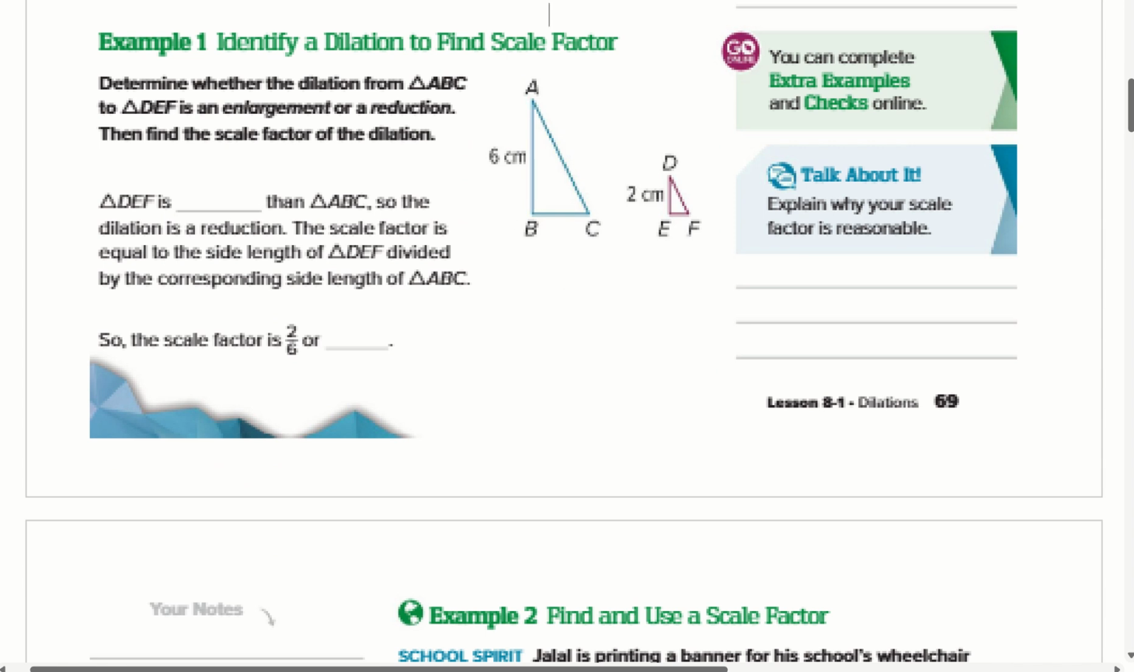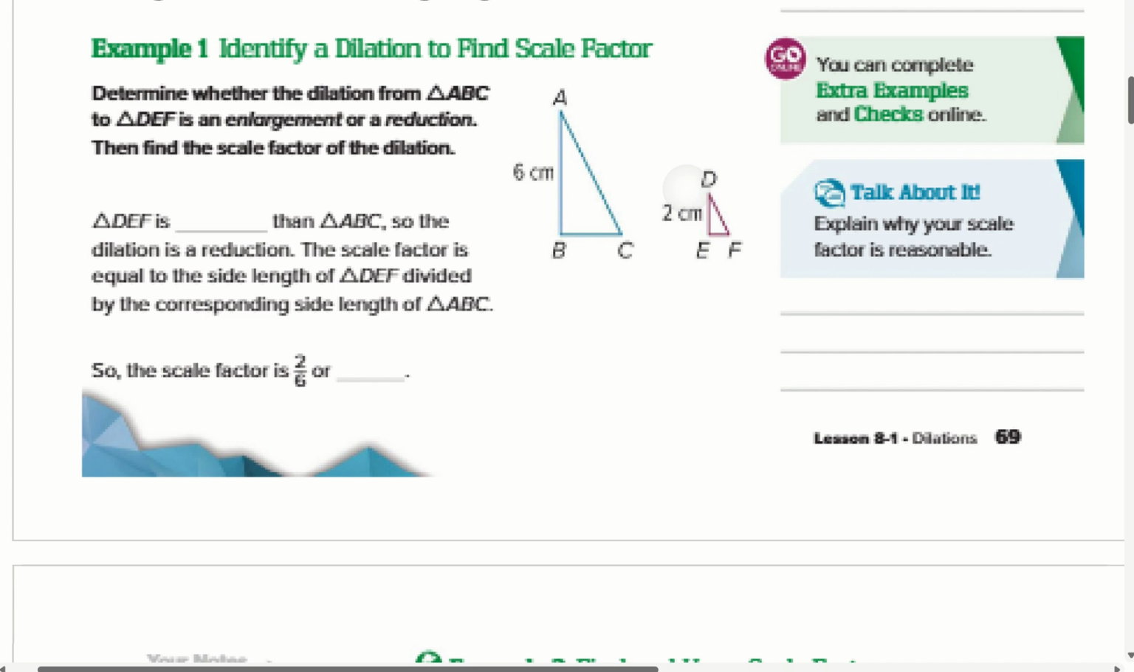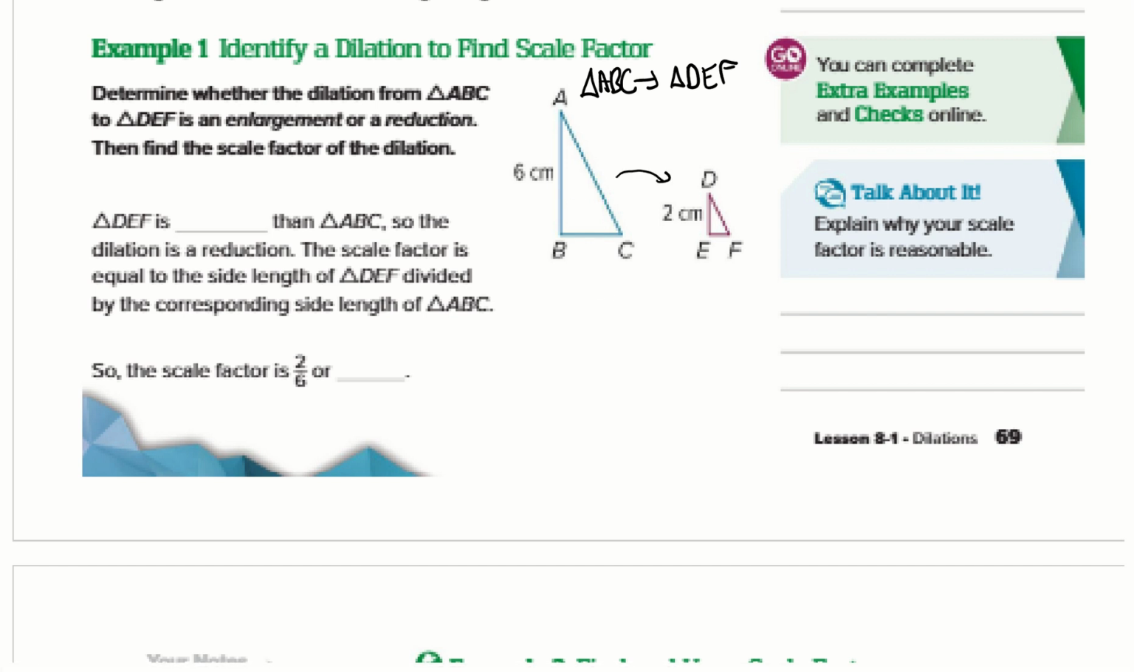dilation. Okay, so determine whether the dilation from triangle ABC to triangle DEF is an enlargement or reduction. Then find the scale factor. Okay, so you're going from triangle ABC to triangle DEF. Okay, so it's saying you're going from this to that. So this is saying that triangle ABC is the pre-image. So you're going from here to there. And notice that is a reduction, right? So it says triangle DEF is the image. It is smaller. Since it's smaller, then it has to be a reduction, right? So we're going to say this is a reduction.